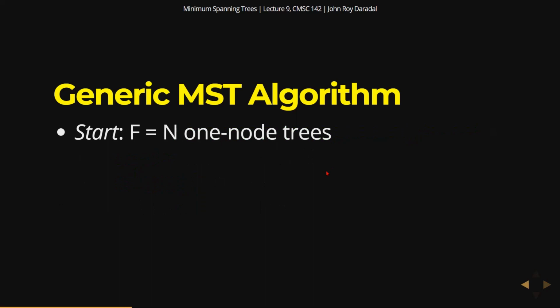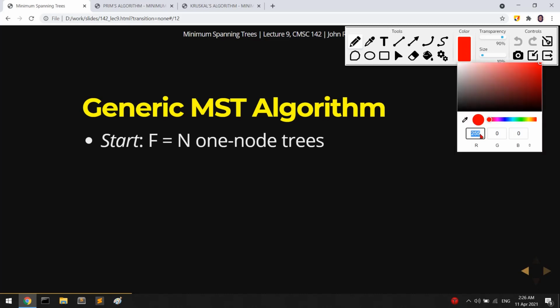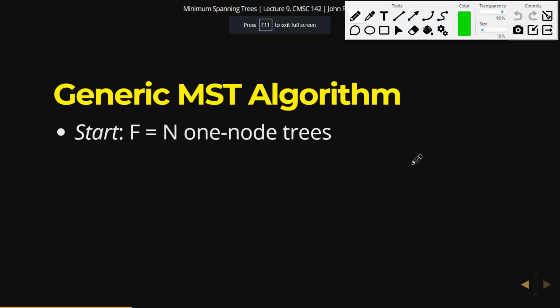Okay, so at the start, our forest would consist of n one-node trees. So how would that look? Let's say there are 4 nodes. At the start, your forest would look like this. They are all individual trees, so one-node trees.